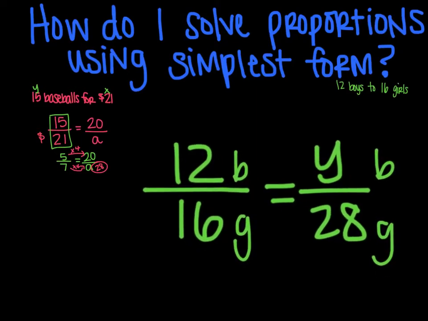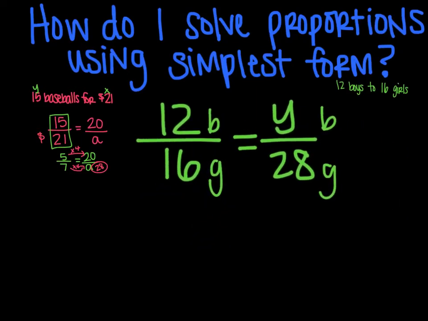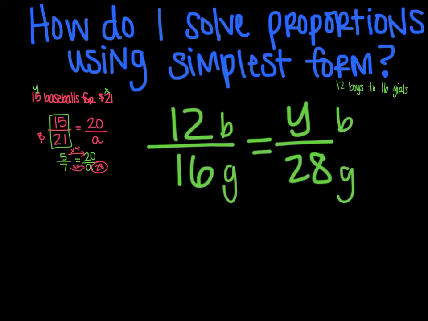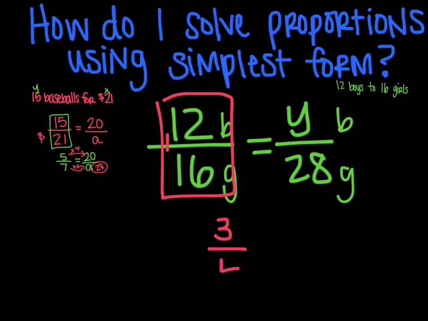And then if you look scale-wise, it's a little tricky. It's hard to see it. So solving for simplest form is going to be easiest. So the first thing you want to do is reduce this down, dividing by 4. So I would get 3/4. So 3 boys to 4 girls. And then carry it over.